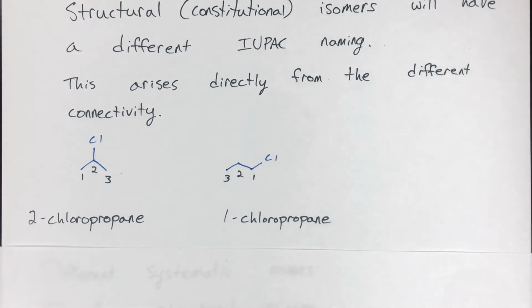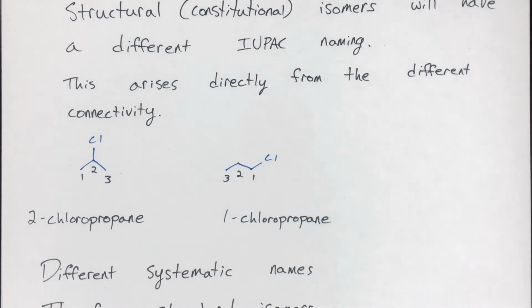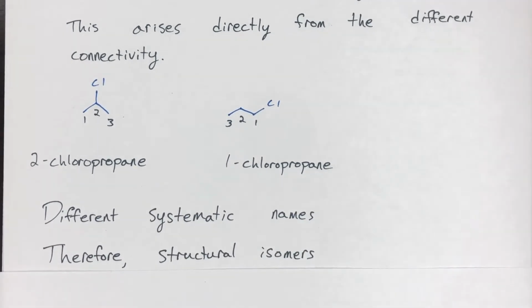Then we go to the molecule on the right. This one, it does matter now, because if we numbered it left to right, it would put the chlorine substituent at carbon number 3, which is higher than 1, which we can get if we start the numbering right to left, which is what we must do, and therefore it's 1-chloropropane. These are different systematic names, and therefore they're structural isomers because they have a different systematic name.